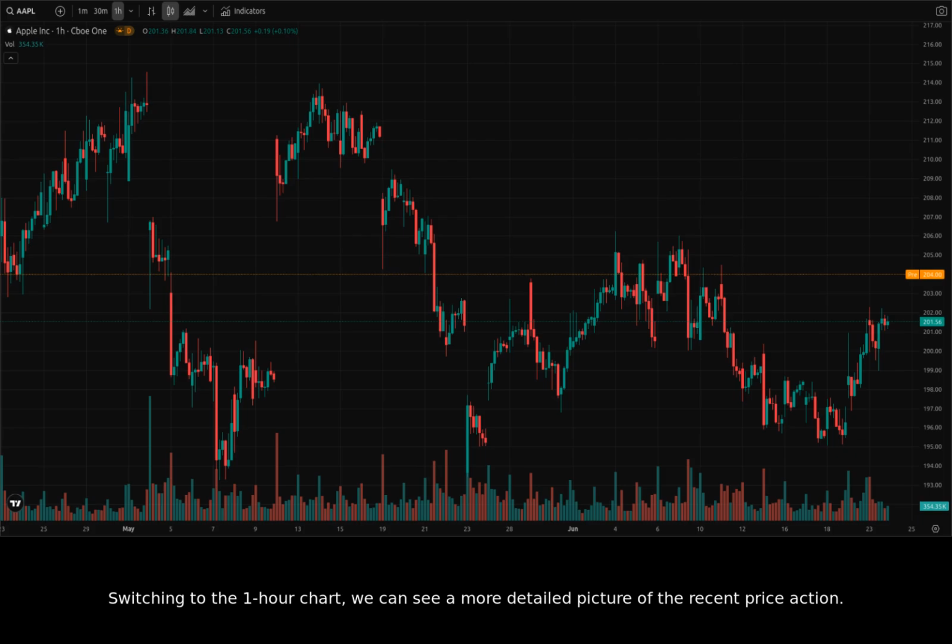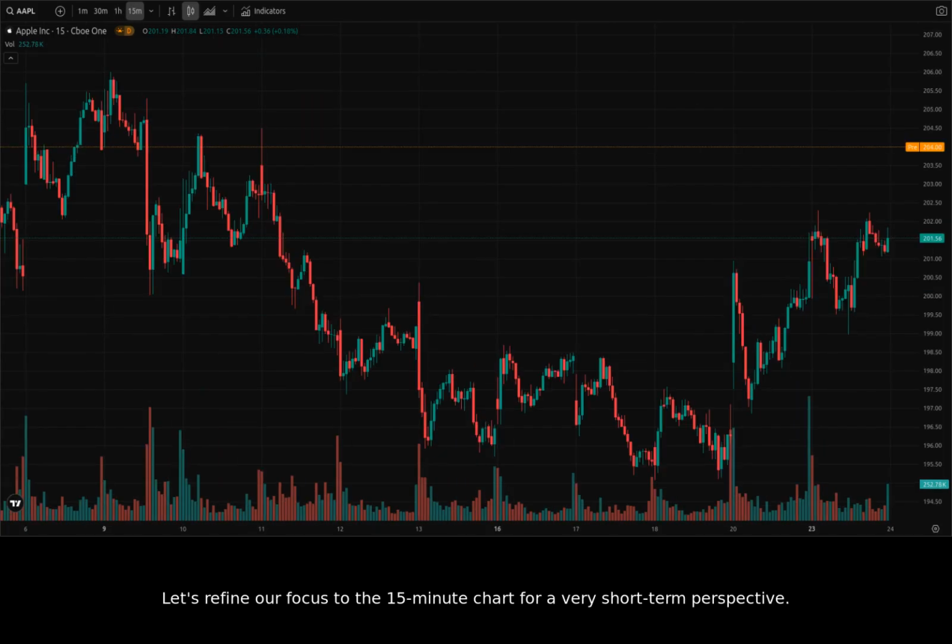Switching to the 1-hour chart, we can see a more detailed picture of the recent price action. Notice the choppiness and sideways movement indicating indecision in the market. Key levels to watch on this chart are the immediate resistance around $202 and support around $201.50. A break above $202 could signal a short-term bullish move, while a drop below $201.50 could trigger further selling.